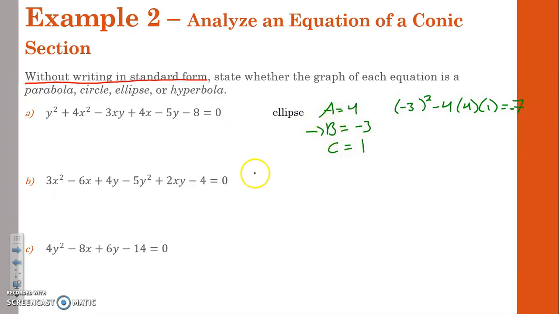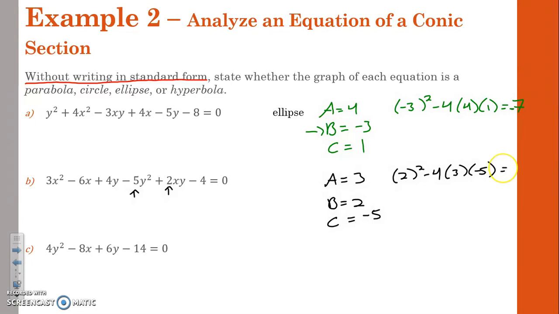If I look at part b, again I'm going to say, okay, what are my a, b, and c in this case? A is 3, b is 2, the coefficient of the xy term, and c is negative 5, the coefficient of y squared. So my discriminant is 2 squared minus 4 times 3 times negative 5, which gives me positive 64.